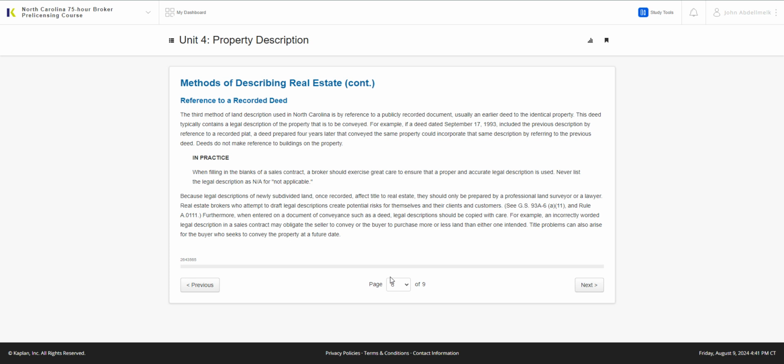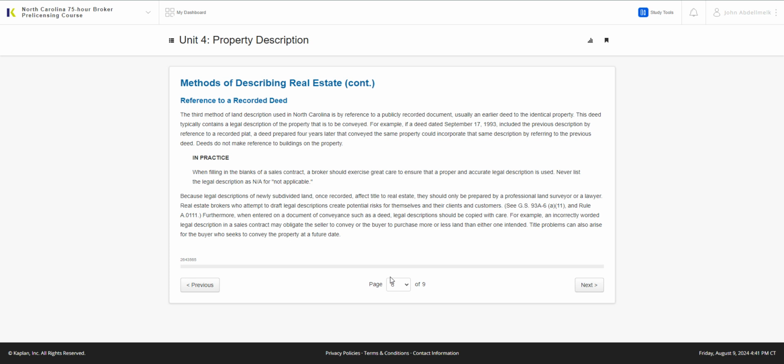When filling in the blanks of a sales contract, a broker should exercise great care to ensure that a proper and accurate legal description is used. Never list the legal description as NA for not applicable, because once recorded, it affects the title to real estate. It should only be prepared by a professional land surveyor or lawyer. Real estate brokers who attempt to draft legal descriptions can create potential risk for themselves and their client and the customer.